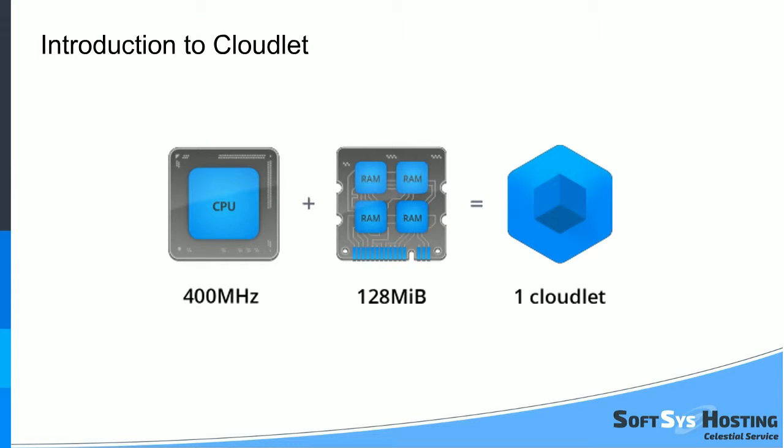Now let's move on to the scaling part. Before we move to scaling, let's take a look at the Cloudlet, which is a bundled resource unit. So each Cloudlet is defined as 400 megahertz of CPU power and 128 MB of RAM. The resources of the nodes are measured in Cloudlets. We have kept this very small so that you have an option to increase or decrease resources in these smallest blocks and finally control your budget.